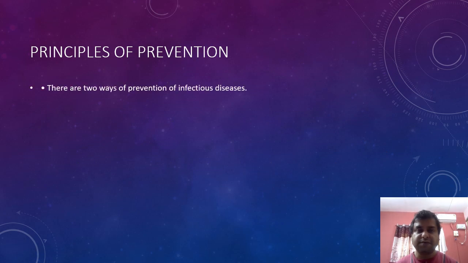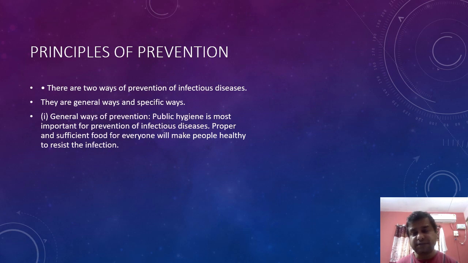Continuing with principle, there are two ways of preventing infections: a general way and a specific way. The general way is where you take care of your hygiene. Make sure you wash your hands, you wear clean clothes, and whenever you sneeze or cough, you hold your hand to your mouth. You maintain a good surrounding, make sure it is not full of garbage, litter, and there's no water lying around for mosquitoes to breed.